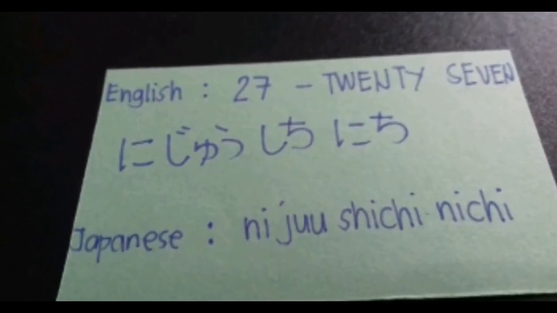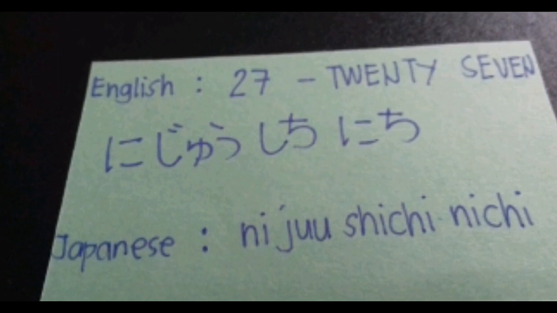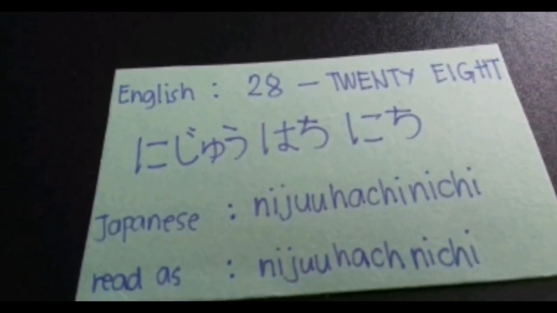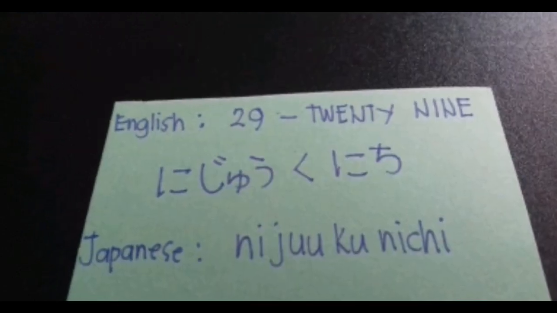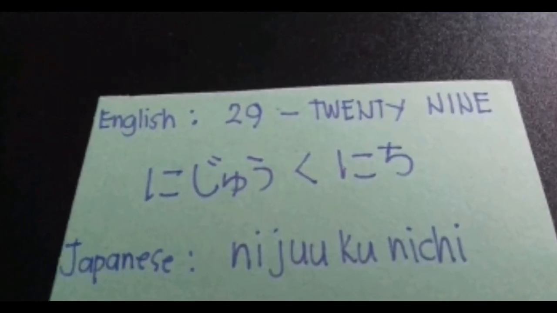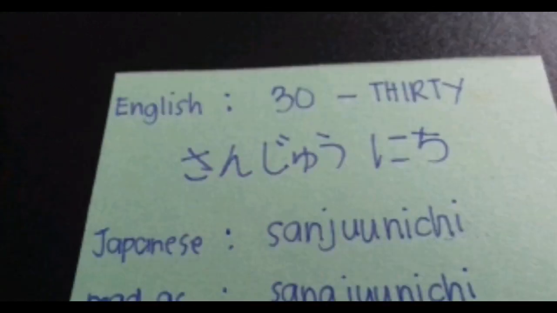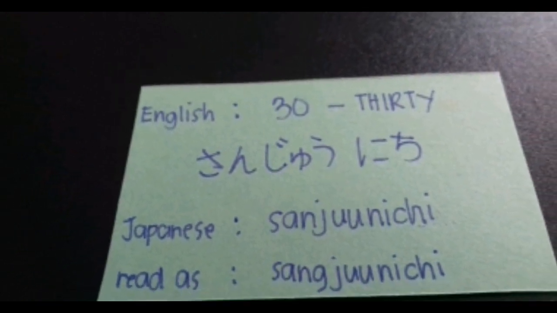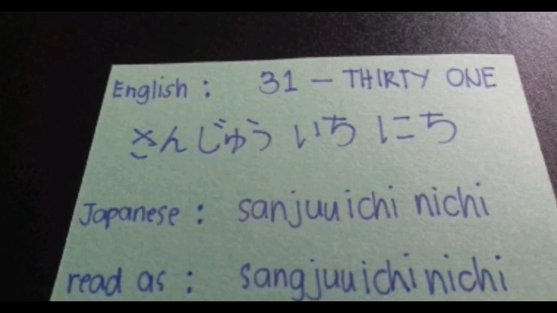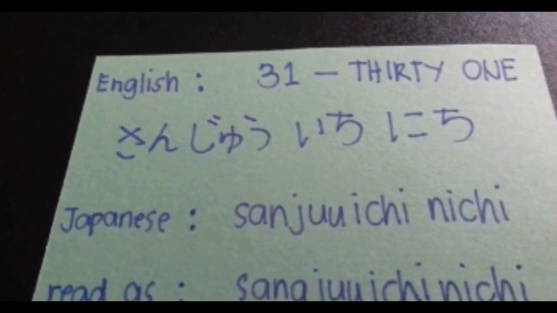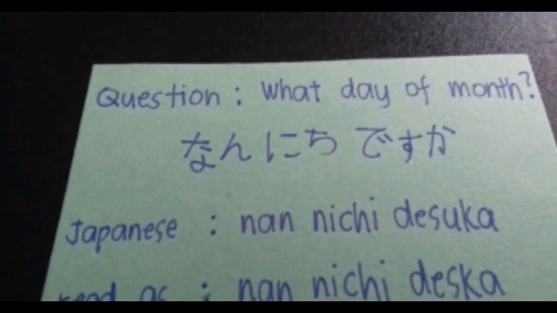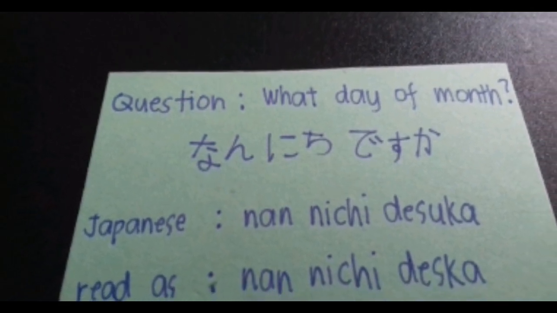27. In Japanese, 27 nichi. 28. In Japanese, 28 nichi. 29. In Japanese, 29 nichi. 30. In Japanese, 30 nichi. 31. In Japanese, 31 nichi. Question. What day of month? In Japanese, nanichi desu ka?